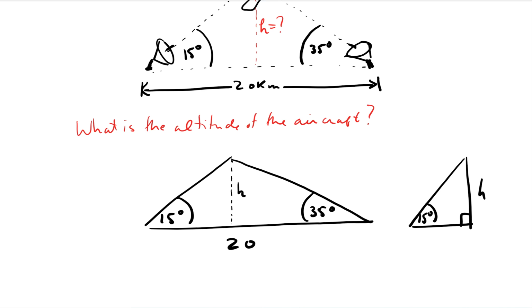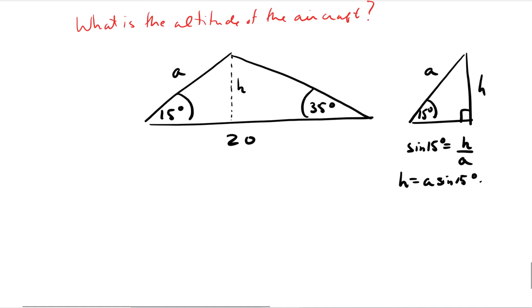I don't know any of the other sides of the triangle, but let's call this side A. So the sine of 15 degrees would be the opposite side over A. That means the height is A sine of 15 degrees. If I'm able to find what A is, I'm going to be able to find the height. And to find A, I can use the law of sines.